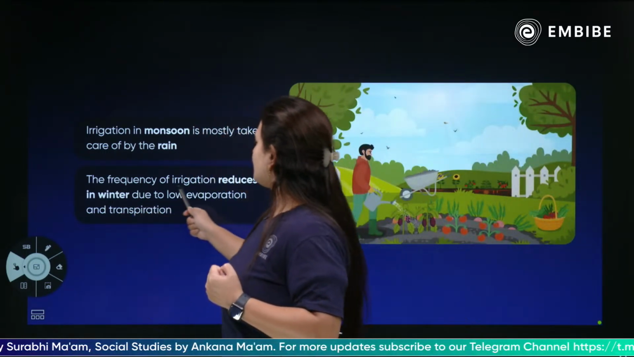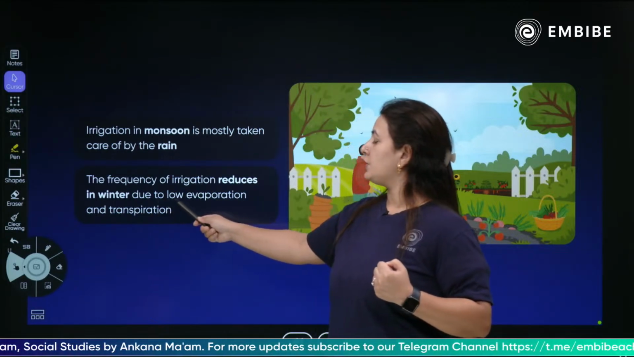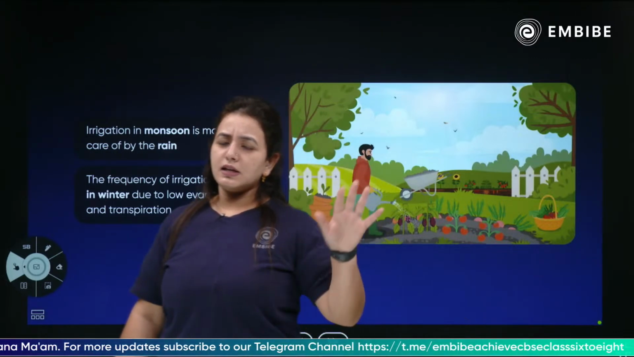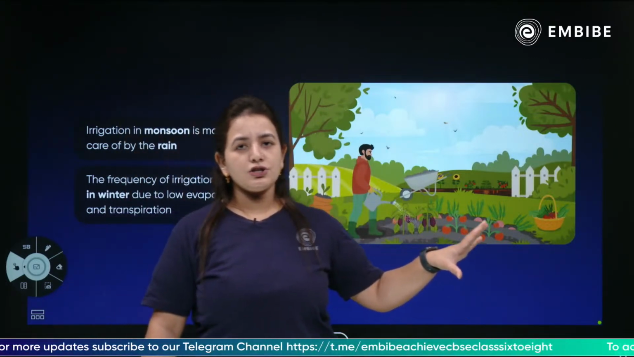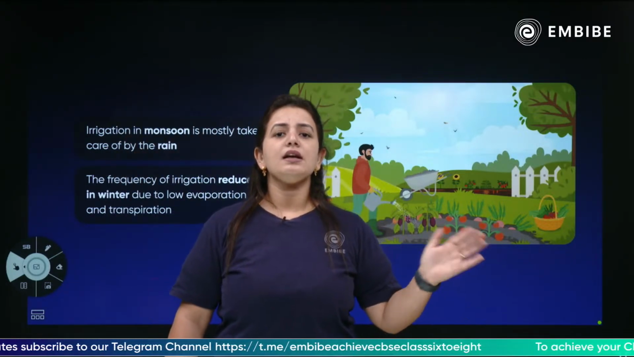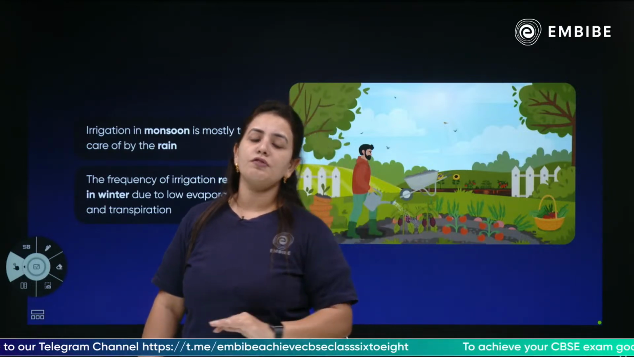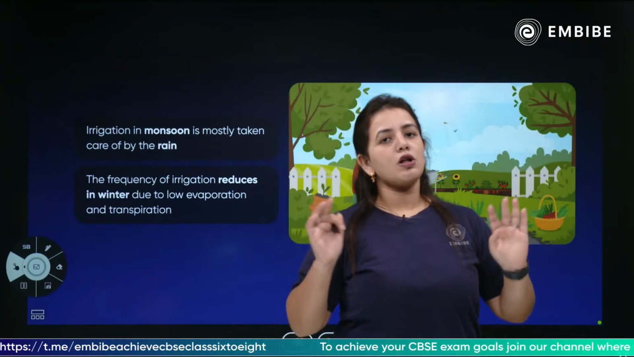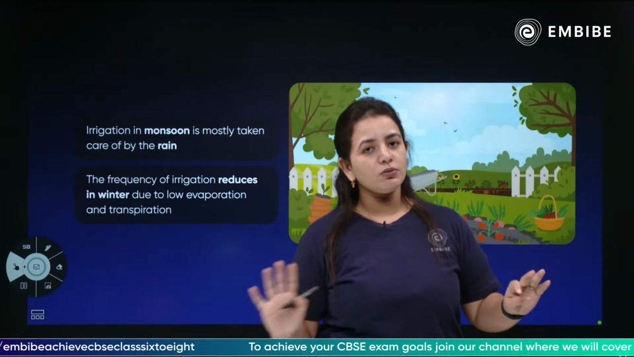The frequency of irrigation reduces in winter due to a low evaporation rate. So during rain, the rain is taking care of the water conditions, and in winters there is less evaporation and less transpiration, so irrigation is not needed as much.